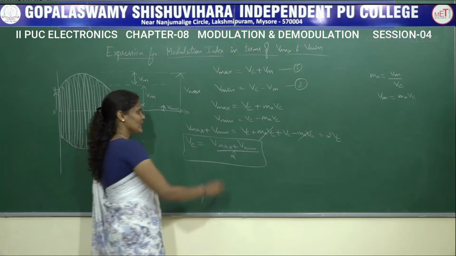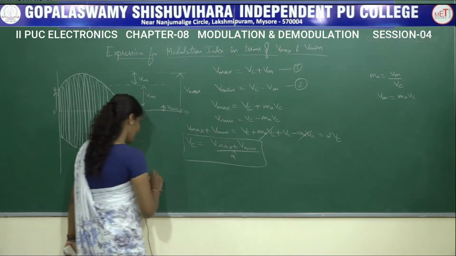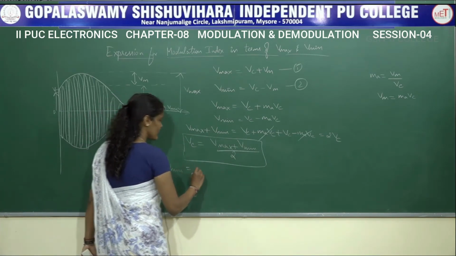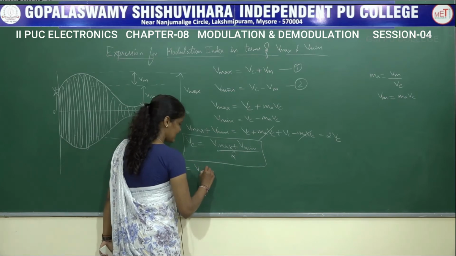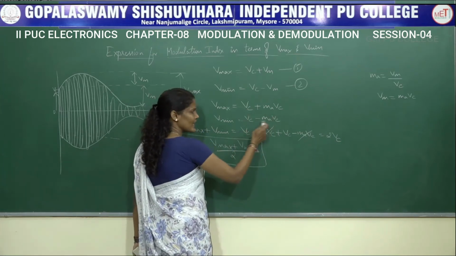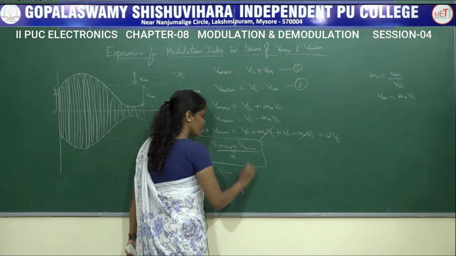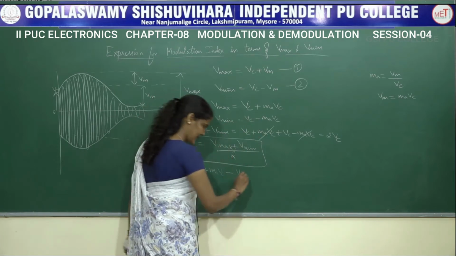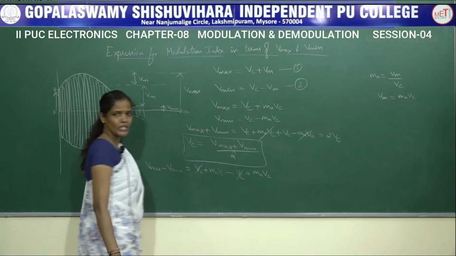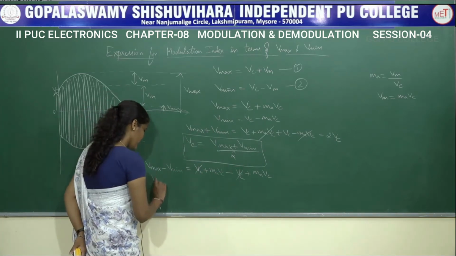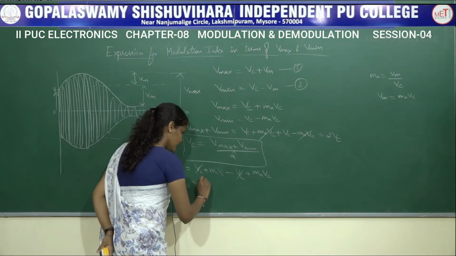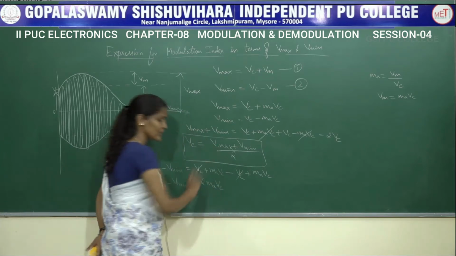Now let me subtract V minimum from Vmax. So Vmax minus V minimum gives me VC plus MA into VC minus of VC minus MAVC. That is minus of VC, minus into minus plus. So plus MA into VC. Now what gets cancelled? VC gets cancelled. So Vmax minus V minimum is equal to 2 times of MA into VC.